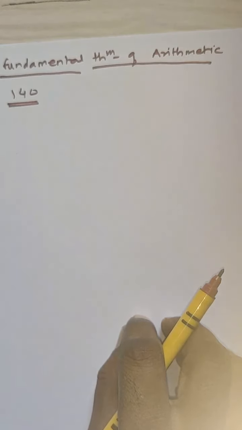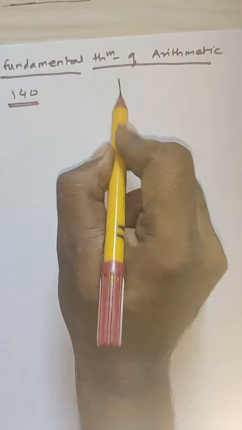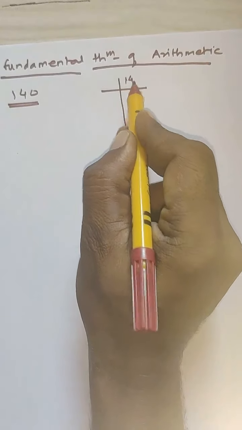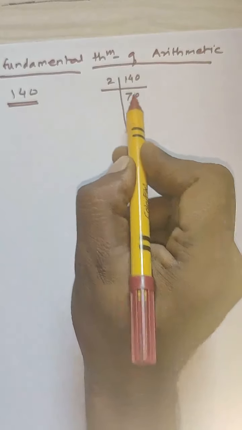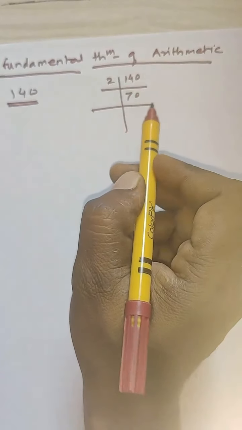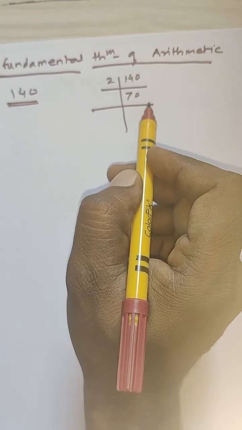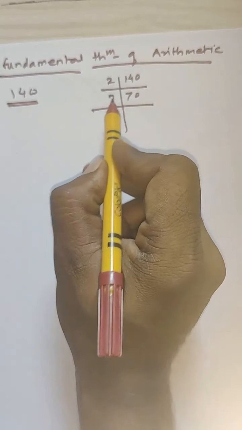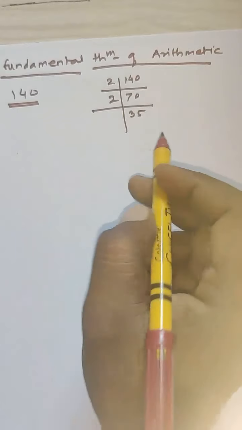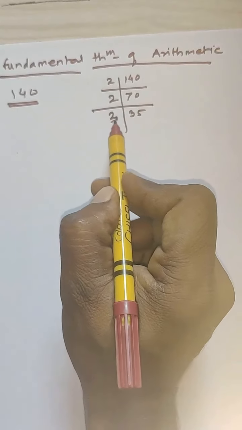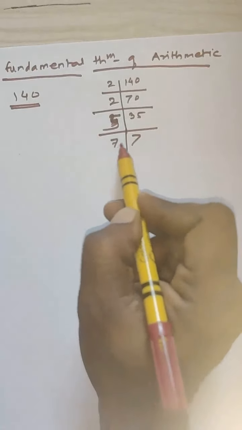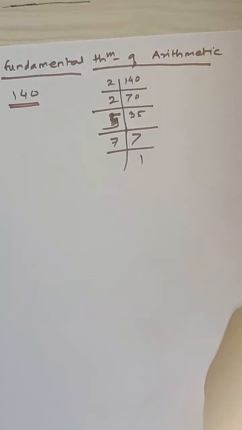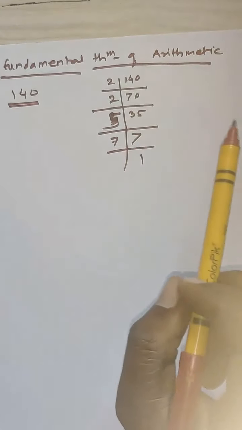So you can find the prime factors of this 140. This method is there for you from the 7th standard. Five sevens and 7 ones. So like this we can find the prime factors of 140.